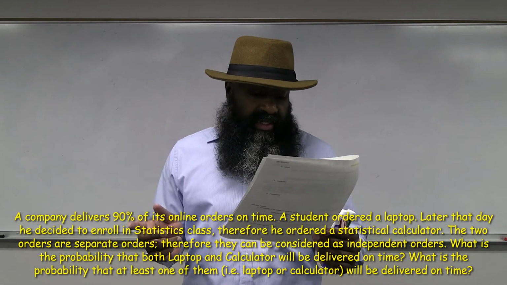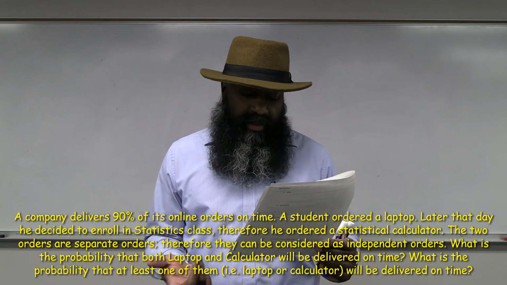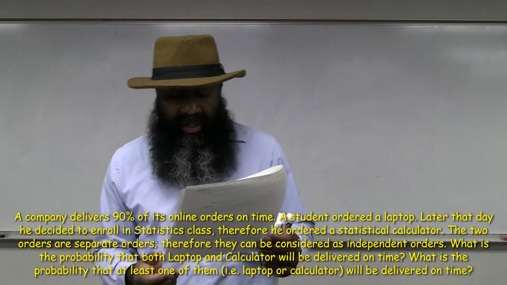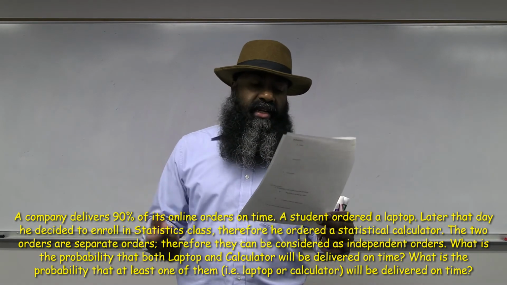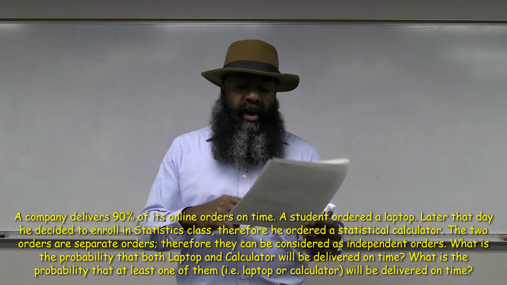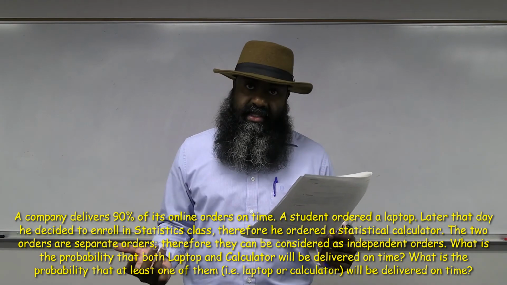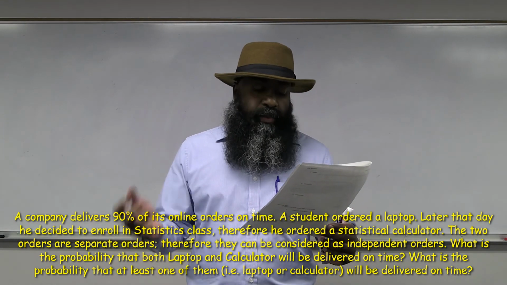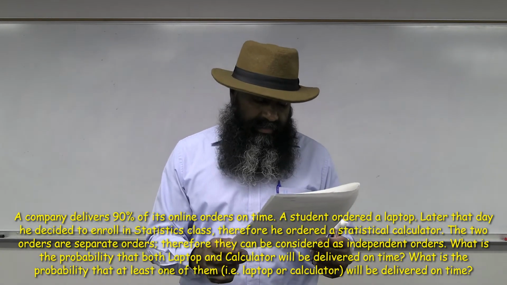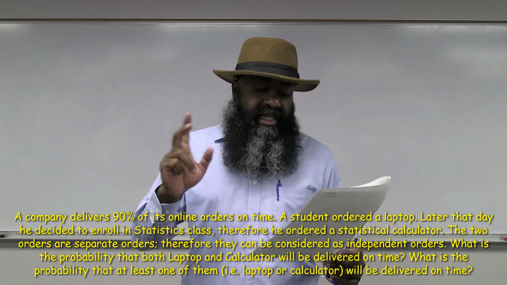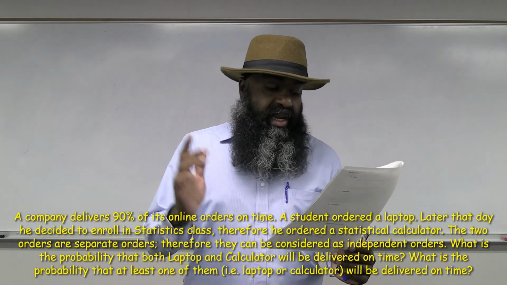So problem 11 says, a company delivers 90% of its online orders on time. A student ordered a laptop. Later that day, he decided to enroll in statistics. Therefore, he ordered a statistical calculator as well. The two orders are separate orders. Therefore, they can be considered independent orders. What's the probability that both laptop and calculator will be delivered on time? What's the probability that at least one of them, that means laptop or calculator, will be delivered on time?